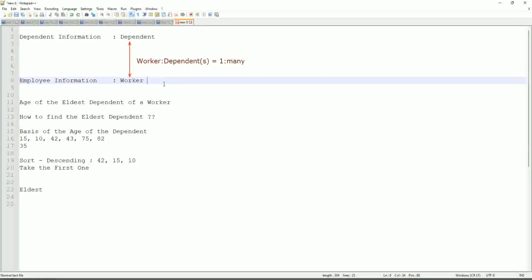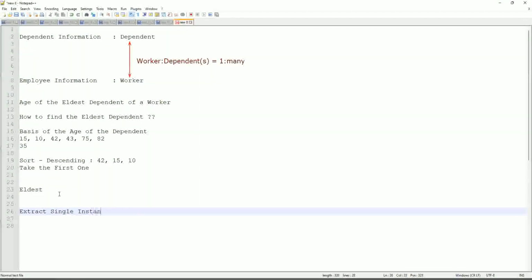But does the worker business object have the information about the dependent's age? The answer is no. That is why we are going to use a combination of calculated fields called extract single instance and lookup related value. This is the most common calculated field function that people will ask you in your interviews. Extract single instance is called ESI. Lookup related value is LRV.